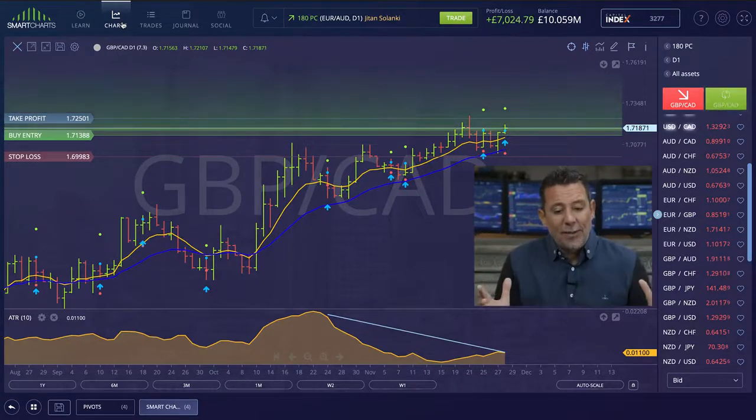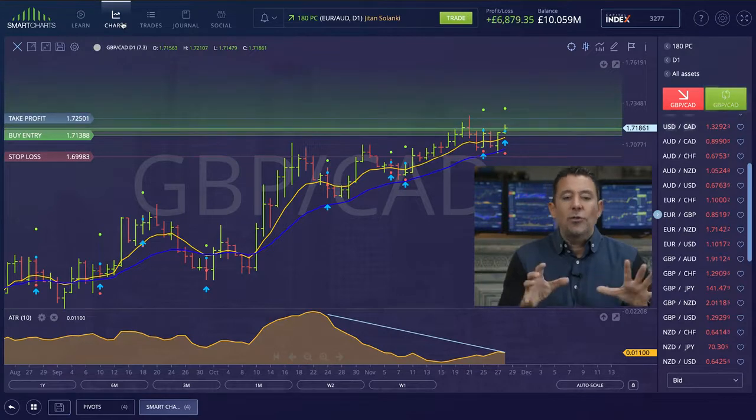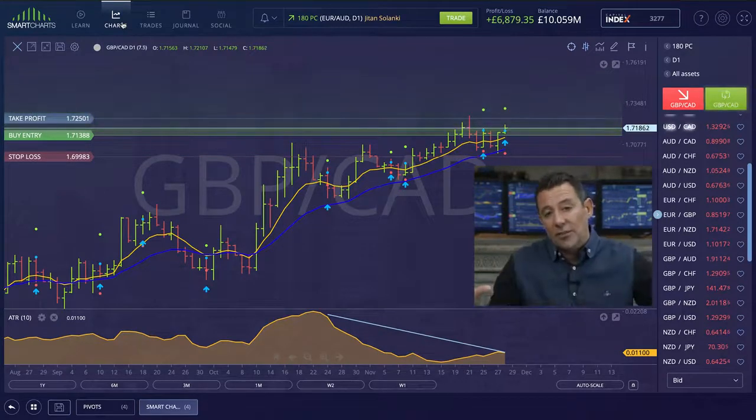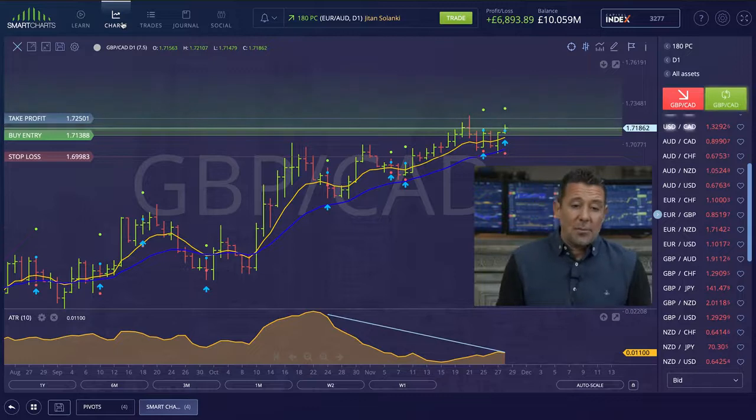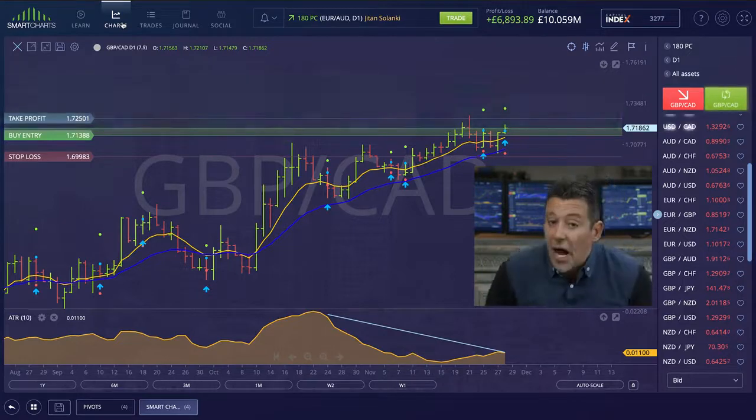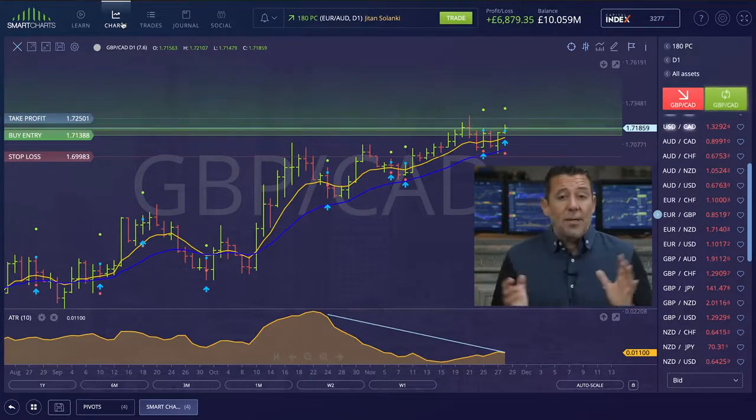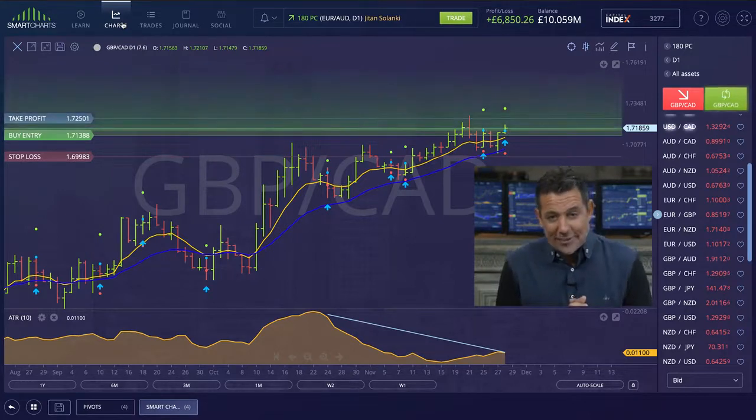Now, some of you may wish to use SmartCharts and have it sprayed across many screens. Dead easy to do. In fact, SmartCharts can run up to about 100 screens simultaneously. I think you'd be a bit of a madman if you did run 100 screens simultaneously.